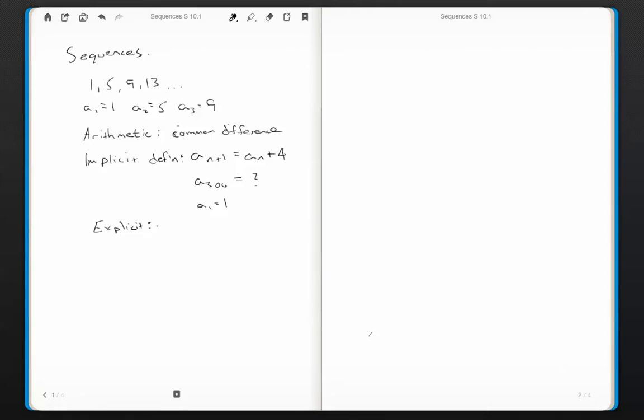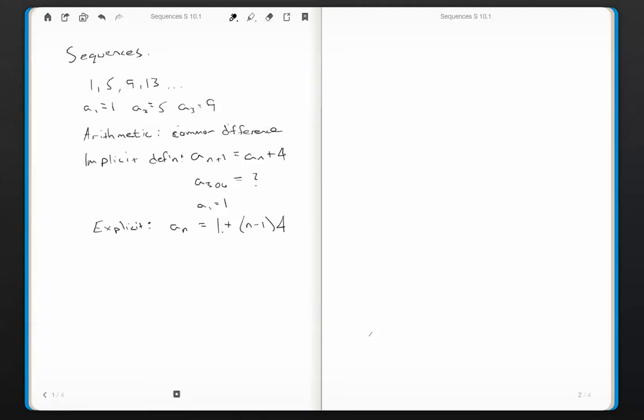And I could do that by saying that a sub n equals... Oh, that's terrible. Let's erase that. It's amazingly hard to have good handwriting with this thing. I always complain to you guys about bad handwriting on your quizzes, and now here I am doing the same thing. A sub n equals, well, the way I think of it is 1 plus n minus 1 times 4.